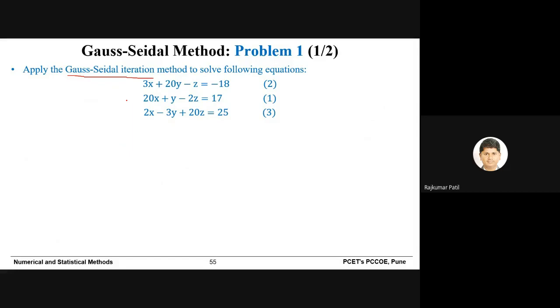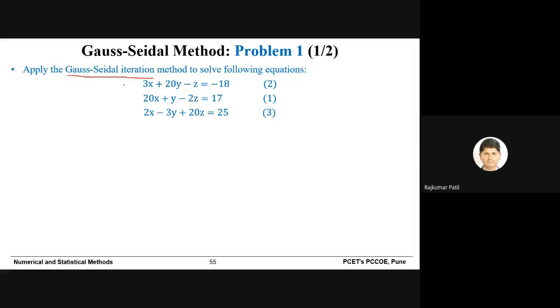So in this problem, what you need to do is continue the process till two successive approximate values are almost the same, especially up to 4 decimal points, or you may get exact values, then you can stop. Now the first equation given in the problem is 3x plus 20y minus z is equal to minus 18. The second is 20x plus y minus 2z equal to 17. The third equation is 2x minus 3y plus 20z is equal to 25.